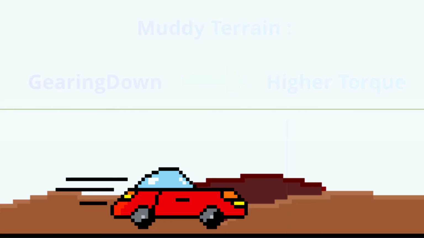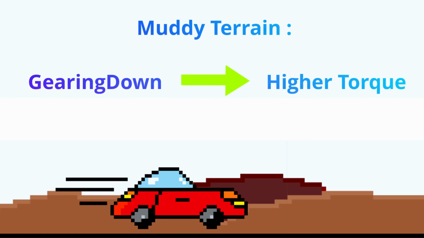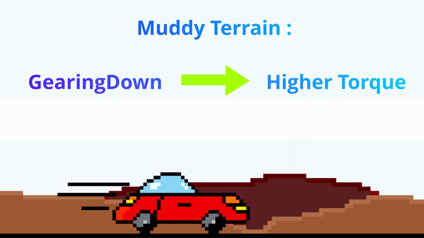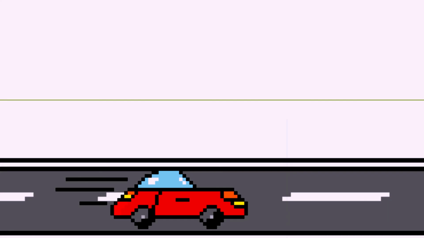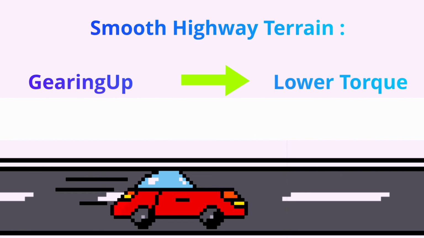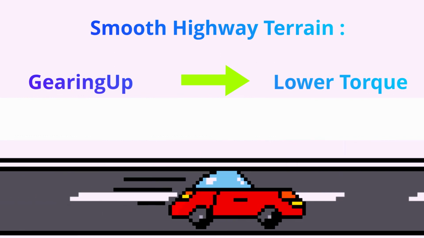We can see this concept in action in a car. In a muddy or rocky, uneven terrain, we gear down. This reduces the speed but increases the torque, allowing the car to move. But on a clear highway, where a large torque is not much important, we gear up. This increases the speed of the car.